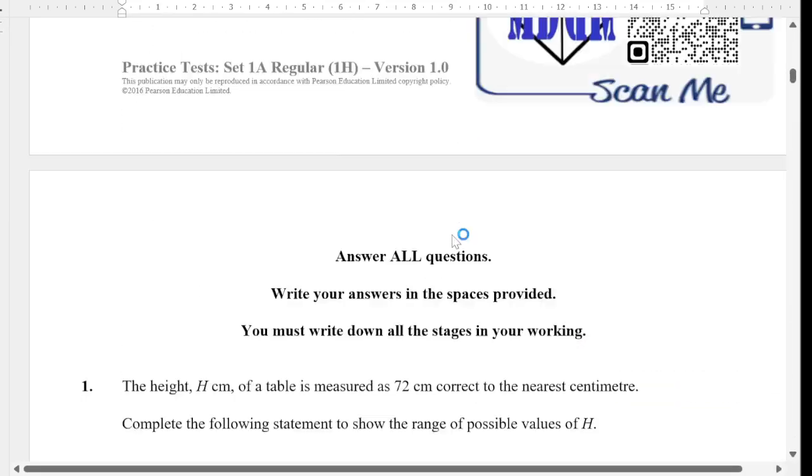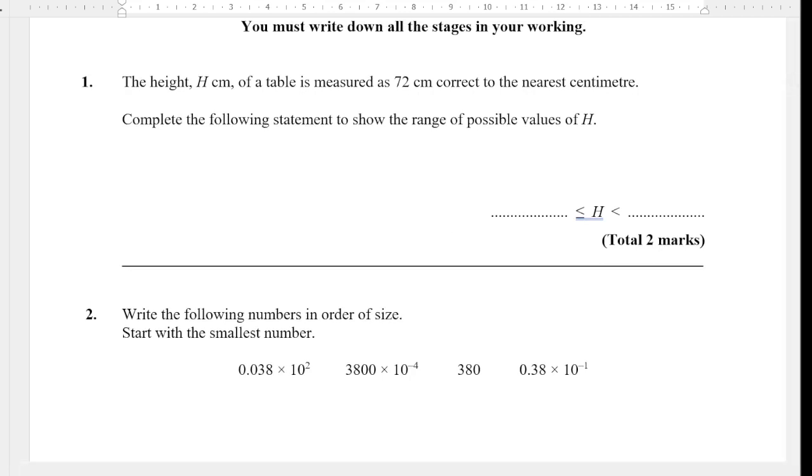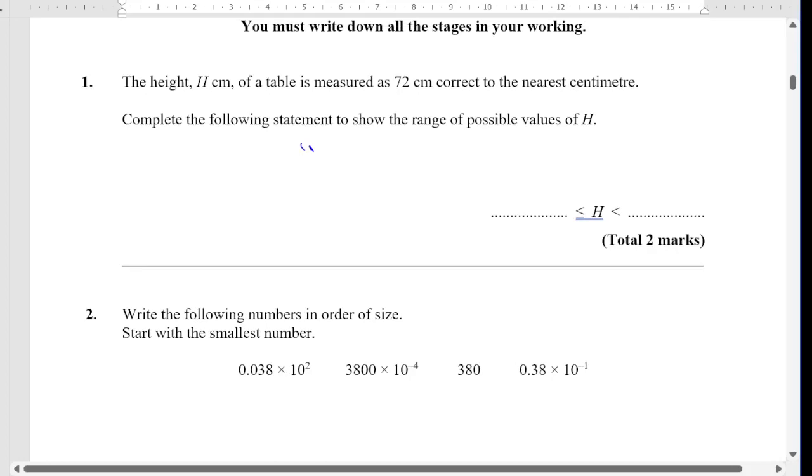Okay, so let's kick off. Question 1 then. The height h of a table has been measured as 72 centimetres correct to the nearest centimetre. Complete the following statements to show the range of possible values.